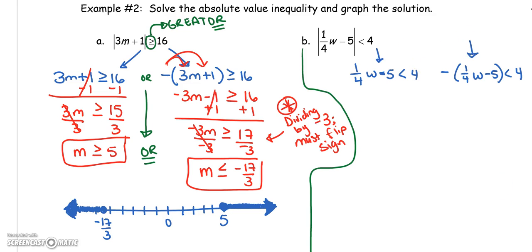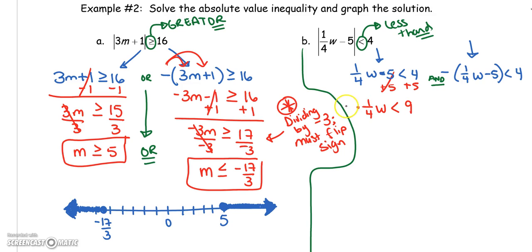All right, let's consider the symbol we have. This is less than. Okay, with my accent there. So it's an and problem, so I have to write and between these two problems. So it's this answer and the other answer is what we're looking for. All right, so let's go ahead and solve these. First, we're going to add 5 to both sides. We get 1/4 w is less than 9.